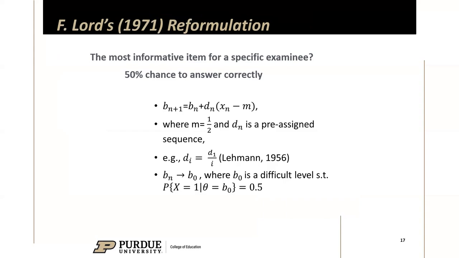And also, of course, the most informative item. What is the most informative item? If a student has a 50% chance to answer correctly, then we should say this is the most informative item. And he also proposed some formulas. Now we don't need to get into the details of these formulas, I just show you the connection to the equations. Later we'll introduce some easy to follow formulas.